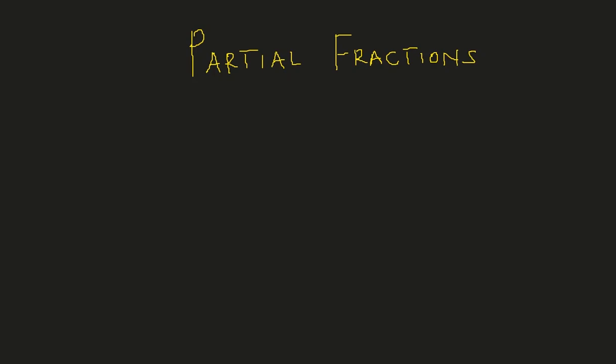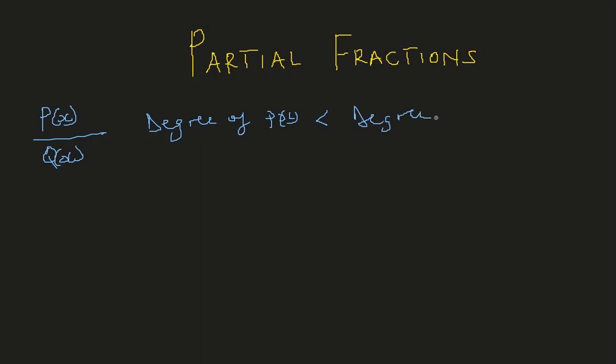What do I mean? For example, if we have a fraction which has a polynomial p(x) in the numerator and a polynomial maybe q(x) in the denominator, this can be expressed into simpler fractions if the degree of the polynomial in the numerator, that is p(x), is less than the degree of the polynomial in the denominator, which is q(x).